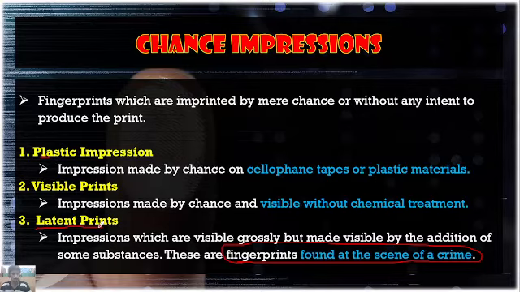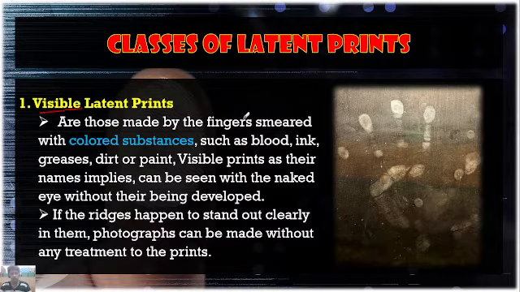There are actually different types of latent prints, or different kinds of fingerprints that we can see in a crime scene. The first one is the visible latent print. Those are usually produced because of some colored substances present on our fingers, such as blood. Kapag our hand is bloody and then we hold some smooth surfaces or concrete, usually the fingerprint impressions are made on those surfaces.